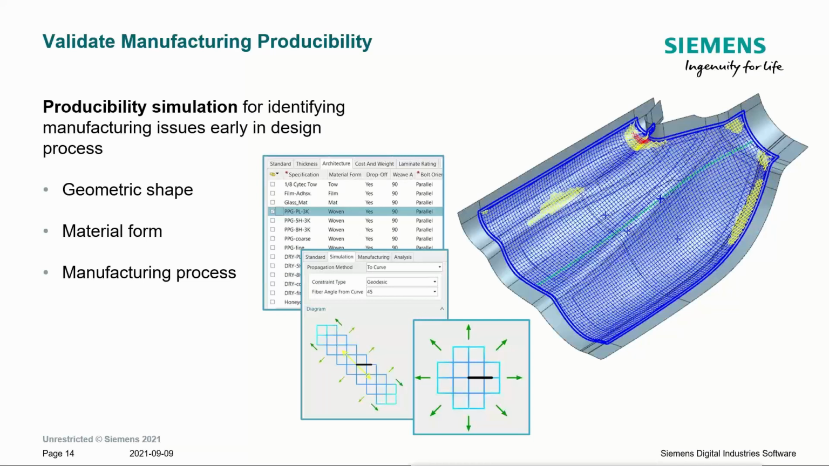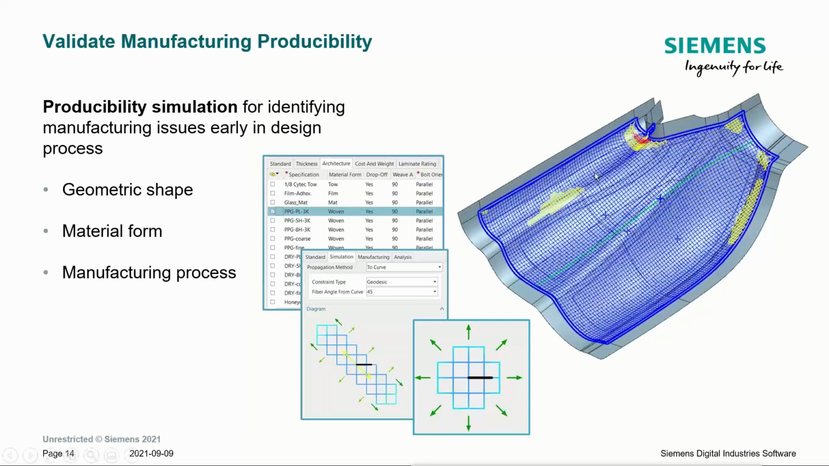It's going to evaluate the material form that we selected from the database, whether it's woven, unidirectional, tow, whatever it might be, and the manufacturing process we specify, whether it's a manual hand layup process, whether it's tape laying or fiber placement. And then Fibersim is going to display for us what the deformation challenges are in that ply.